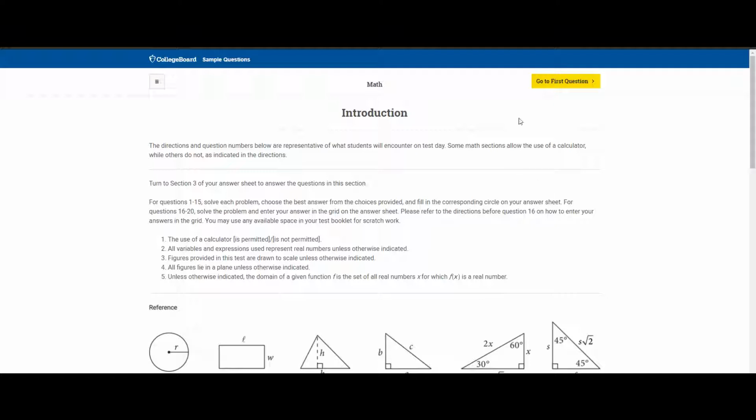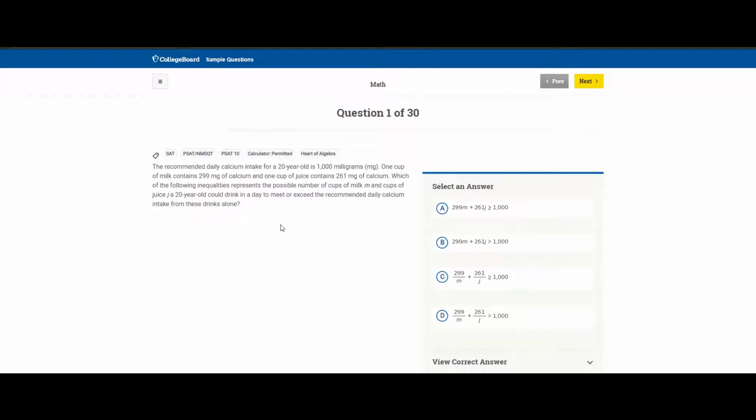So I'm going to jump right into it, and we're going to check out the first question and see how this SAT prep test works. And this is the official College Board website, by the way. So let's see. The recommended daily calcium intake for a 20-year-old is 1,000 milligrams. 1 cup of milk contains 299 milligrams of calcium, and 1 cup of juice contains 261 milligrams of calcium. Which of the following inequalities represents the possible number of cups of milk M and cups of juice J a 20-year-old could drink in a day to meet or exceed the recommended daily calcium intake?